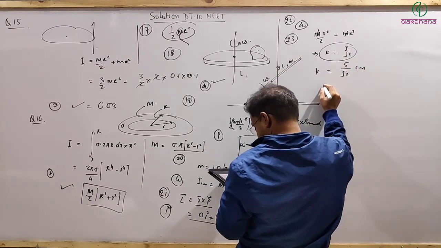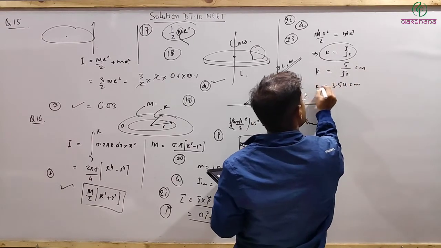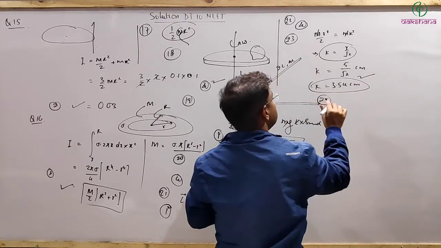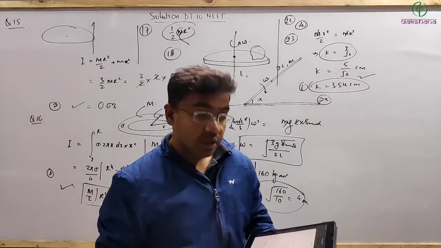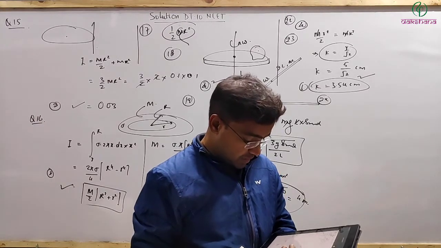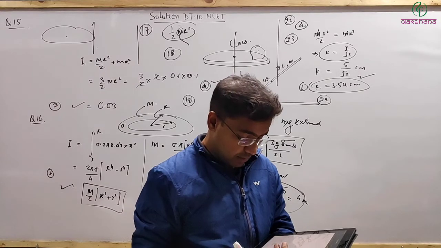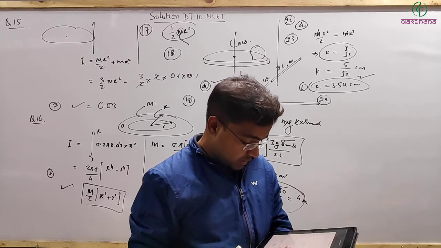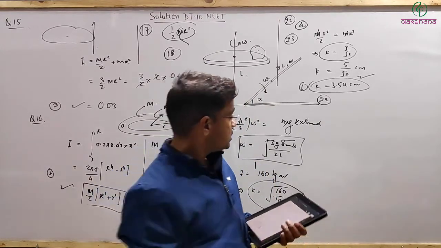Simplifying, that comes out to be 3.54 centimeter, which is the K radius of gyration for question number 23, matching with option number 1. Next, question number 24. Infinite rods of uniform mass density and equal area of cross section having length L, L by 2, L by 4 and so on are placed one upon another as shown in the figure. Find the x coordinate of the center of mass of the system.